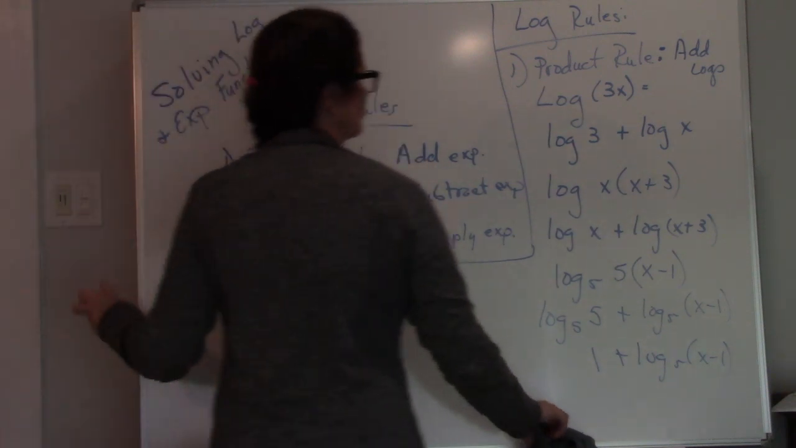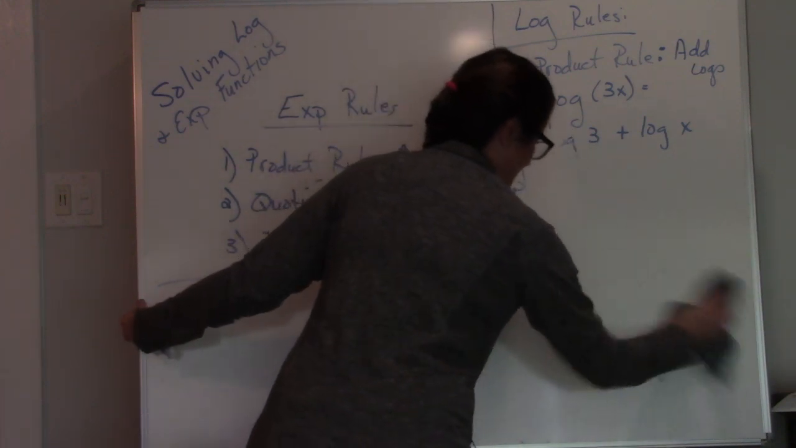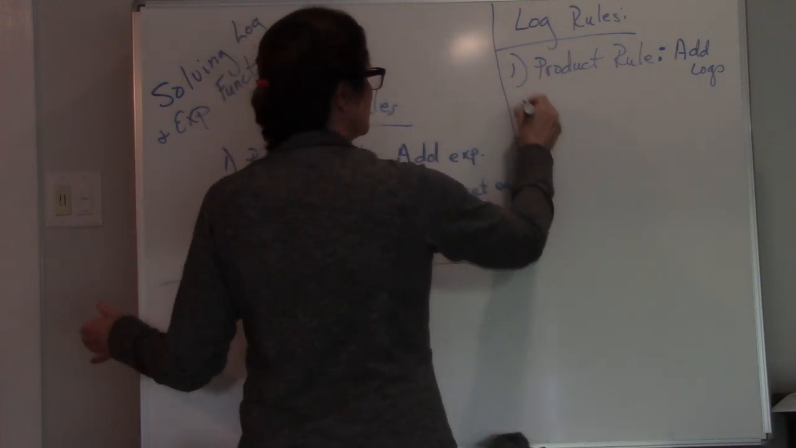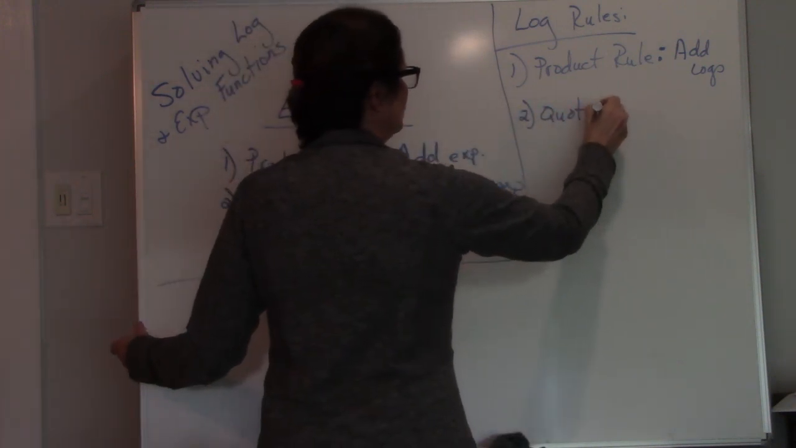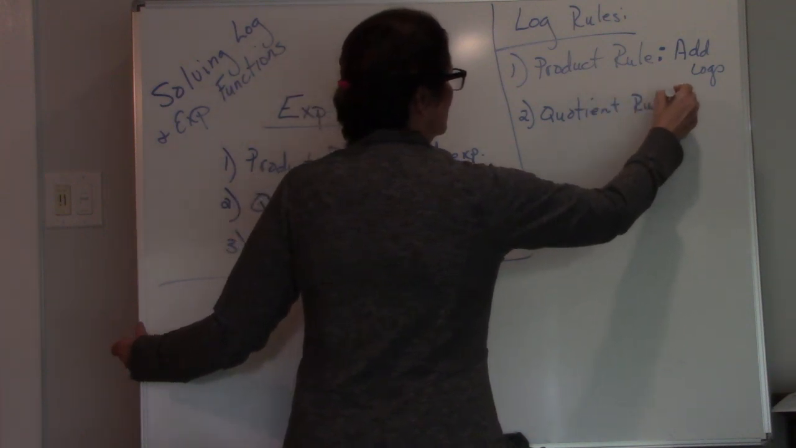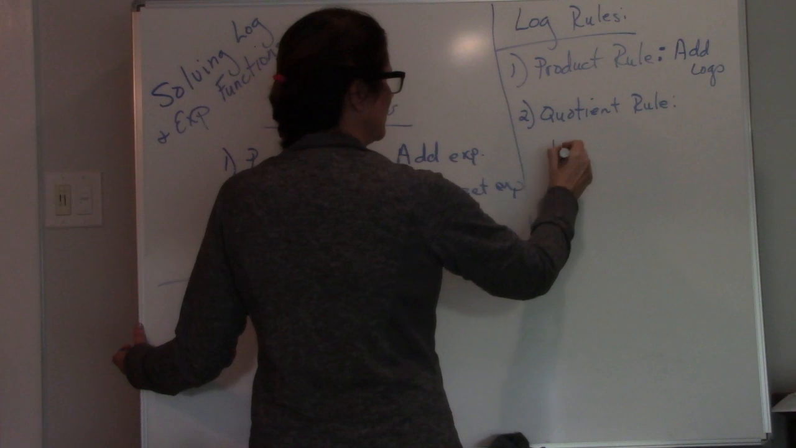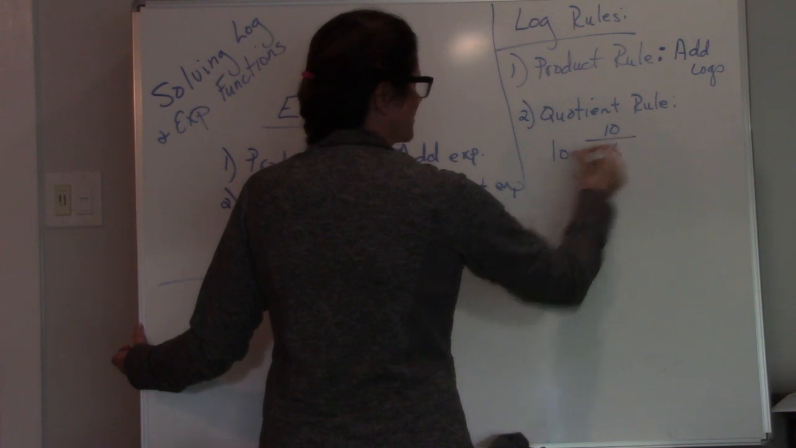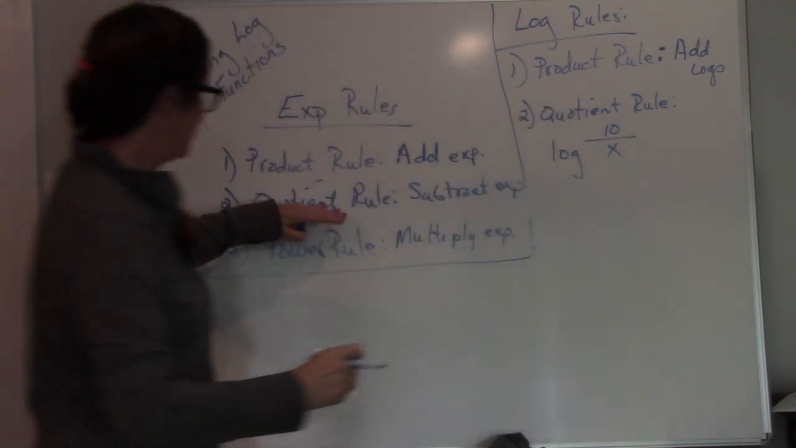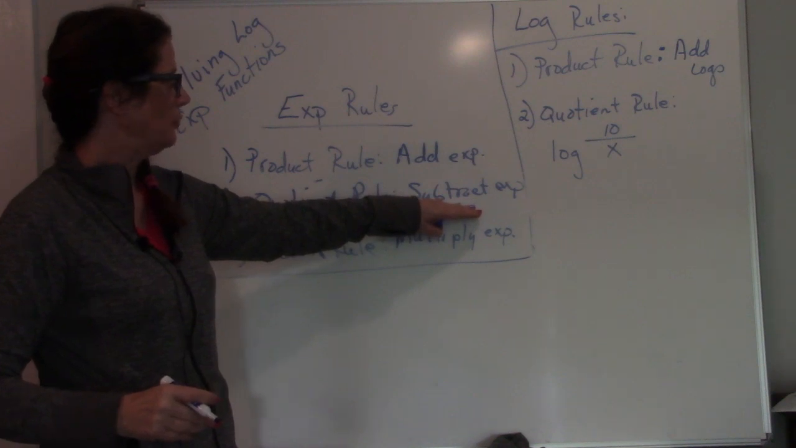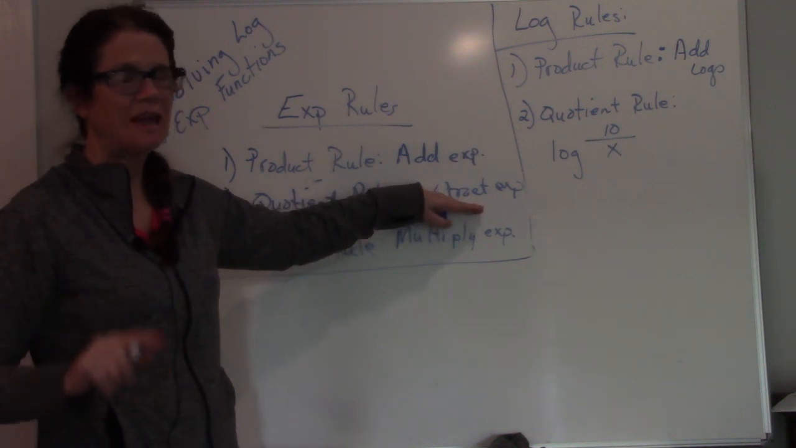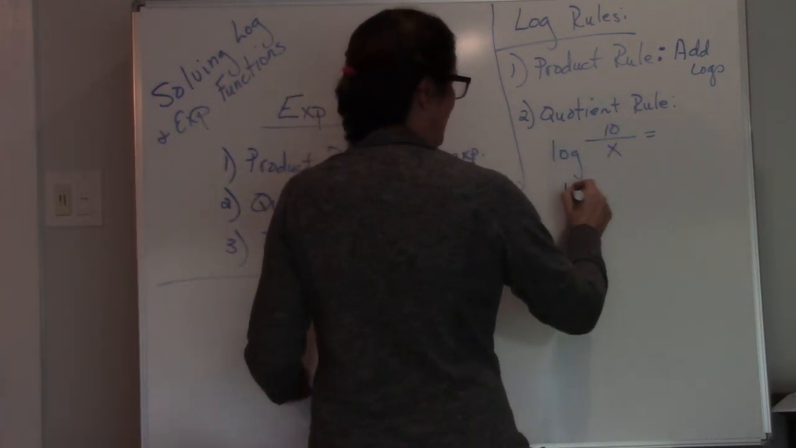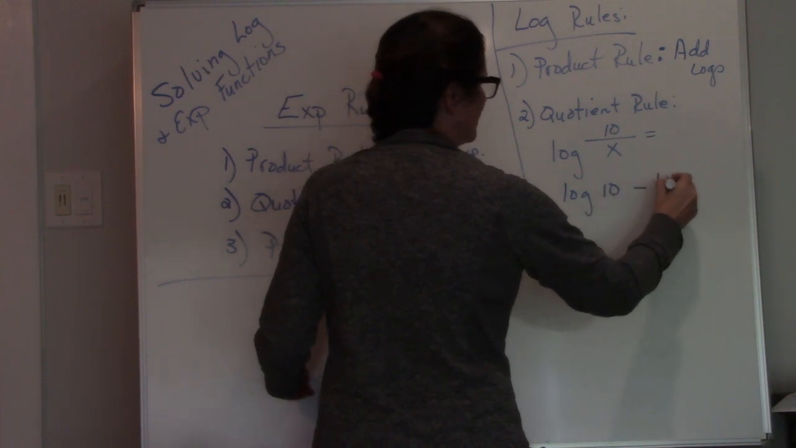Now let's go to the quotient rule. I'm going to leave this here. Okay, so the second one is the quotient rule. So this is the quotient rule for logs. Okay, so the example is log of 10 divided by x. So with quotient, with exponents I subtract, so it's the same rule. With logs, I'm also going to subtract. So it's going to look like this. Log of 10 minus log of x.